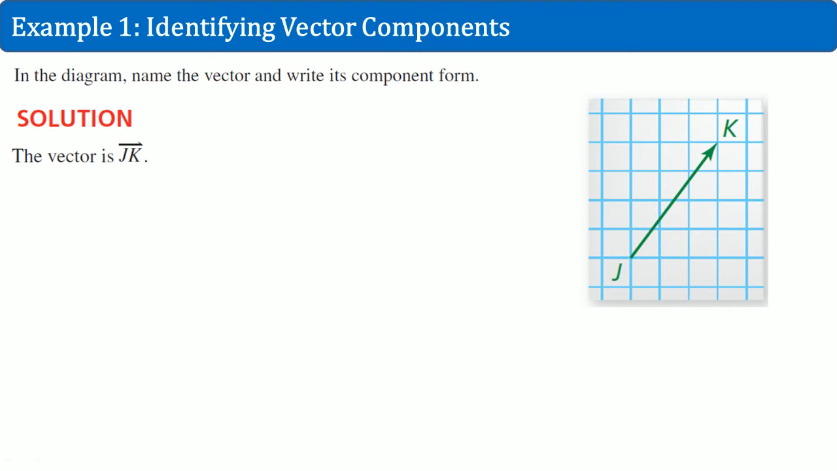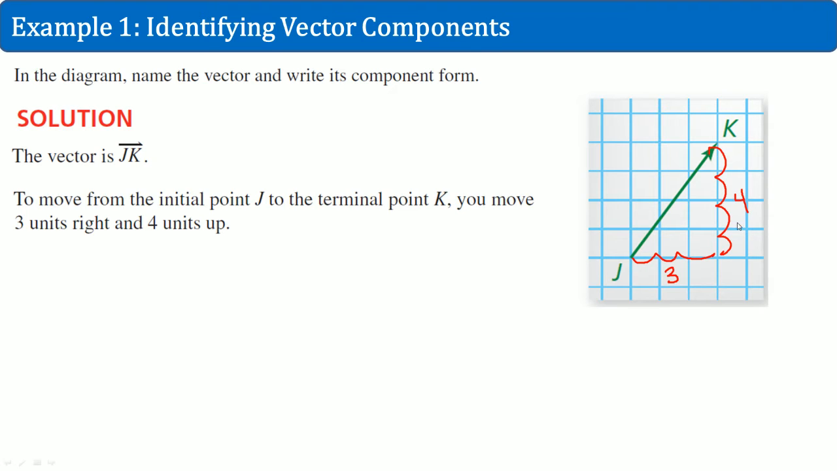So you would have to see what its horizontal part is and what its vertical part is. So let's count. 1, 2, 3 would be its horizontal part, because this is 3 to the right. And then we have 1, 2, 3, 4, which is its vertical part. So to move from the initial point J to terminal point K, you move 3 units to the right and 4 units up. So the component form would be bracket 3, comma 4.